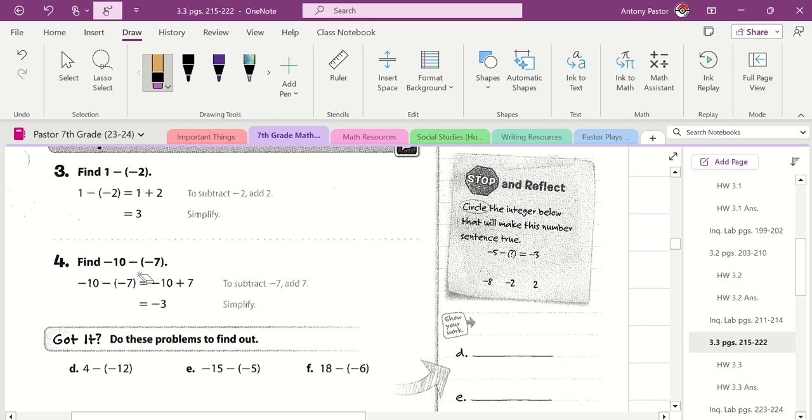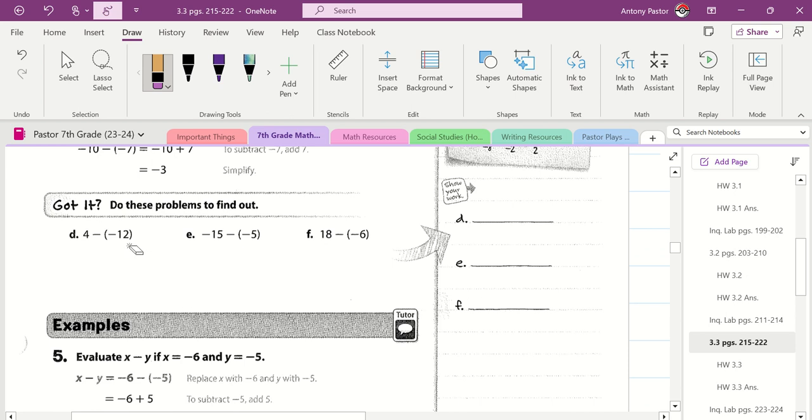Negative 10 minus negative 7. This will actually become negative 10 plus 7, which, since 10 is still negative, it'll jump 7 times to the right, which will eventually equal negative 3. This is the same idea as 7 minus 10. It's negative 3.